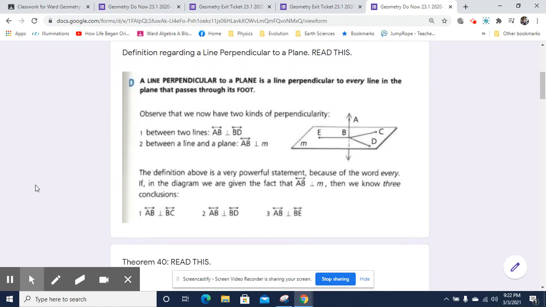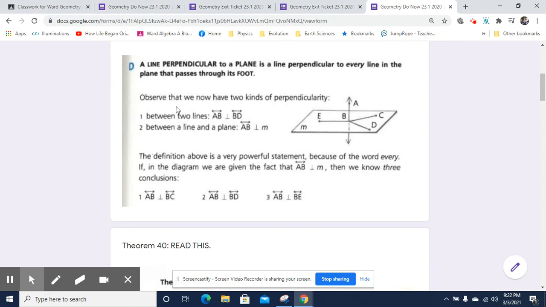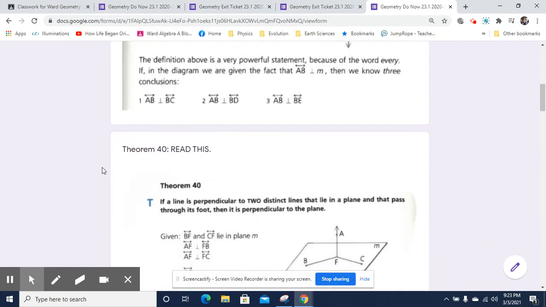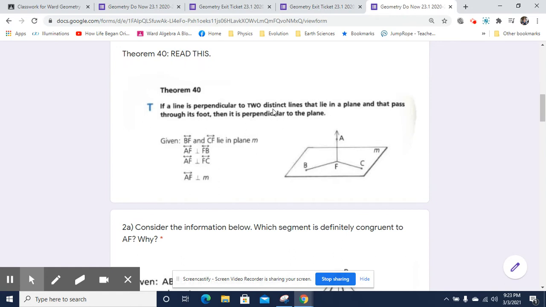So you'll need to review a little bit of this. This is an important one. A line perpendicular to a plane is perpendicular to every line in the plane that passes through its foot. So for AB, the foot is B, because that's where AB goes through the plane. And if AB is perpendicular to this plane, then AB will be perpendicular to EB, CB, and DB. It'll be perpendicular to all of those. Also, if a line is perpendicular to two distinct lines on a plane that pass through its foot, then it's also perpendicular to the plane.